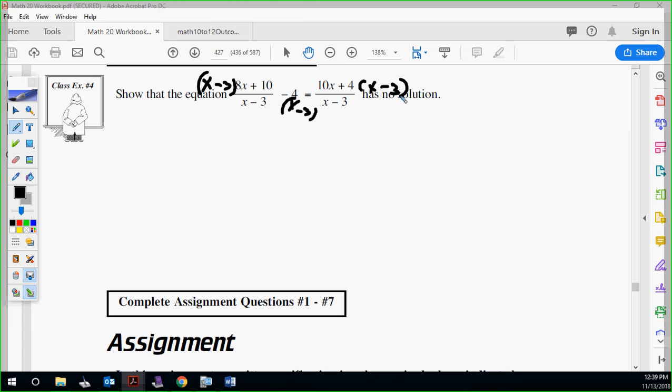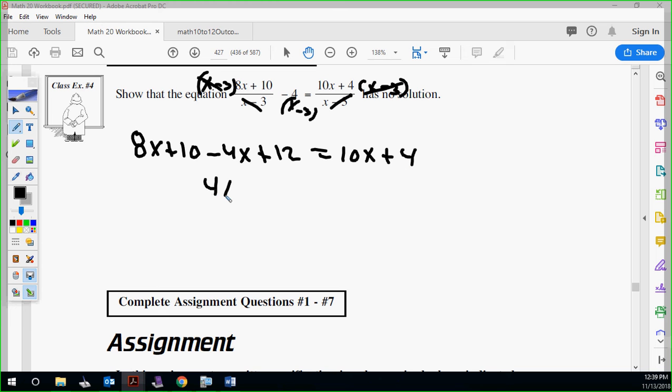So we're going to solve this, and we're going to get no solution, they're saying. So this cancels. This cancels. I'm left with 8x plus 10. Distribute the negative 4. Minus 4x plus 12. That's what the negative 4 distributed in is, because negative 4 times negative 3, positive 12, equals 10x plus 4. And now we're just solving. This is linear. There's no squares, so we're just solving. So 8 minus 4, I got 4. 10 plus 12, I got 22.